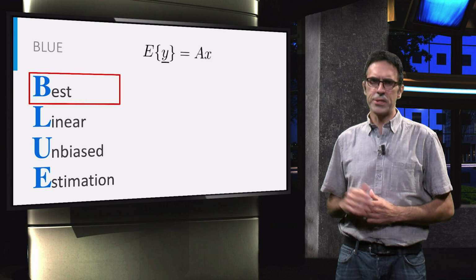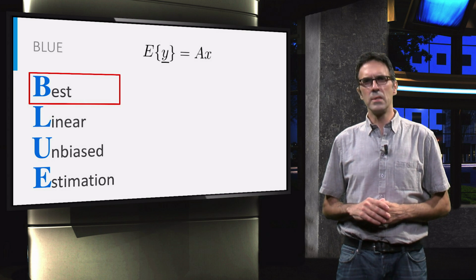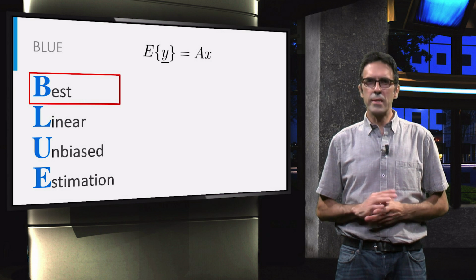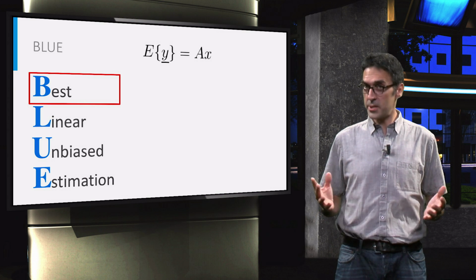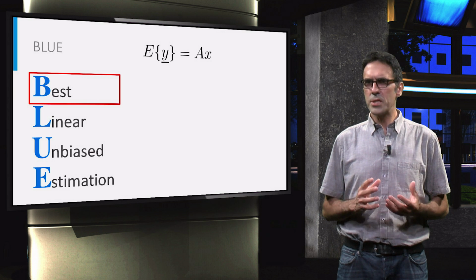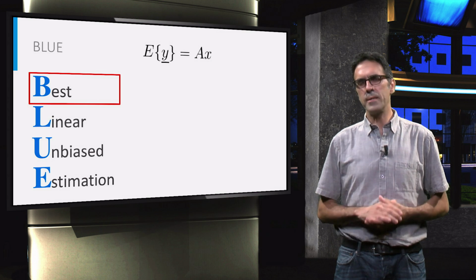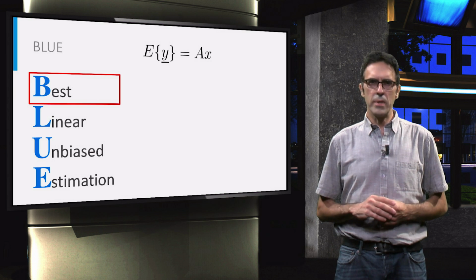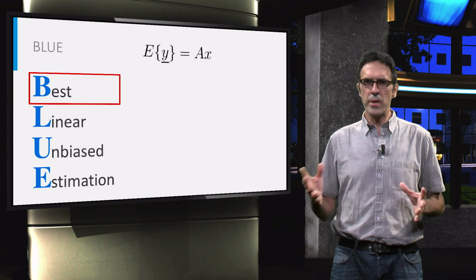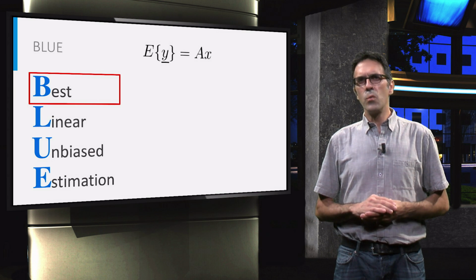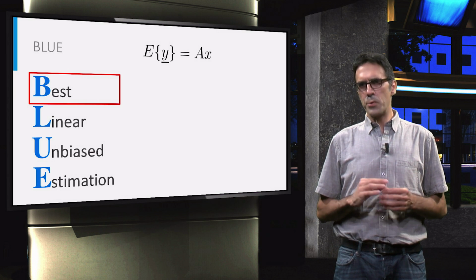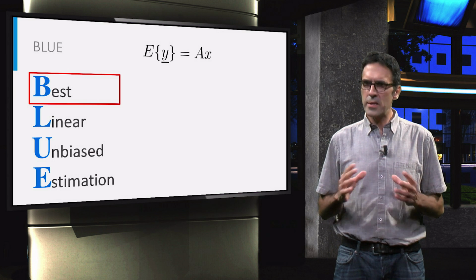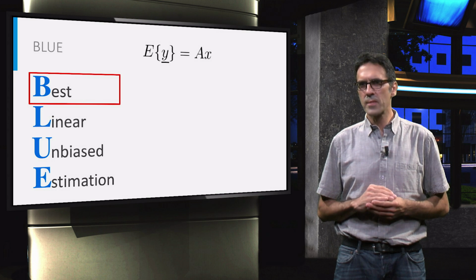Now, the first letter of the acronym BLUE, the B, is actually the most important one. It tells us that the estimator should be best, and the term best always needs to be defined explicitly. In the context of estimation theory, best means that out of all possible estimators that one could imagine, we want to select the one for which the precision of the estimator has the lowest value. Let's spend a minute to grasp this.